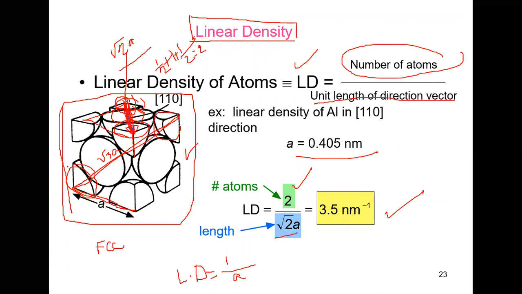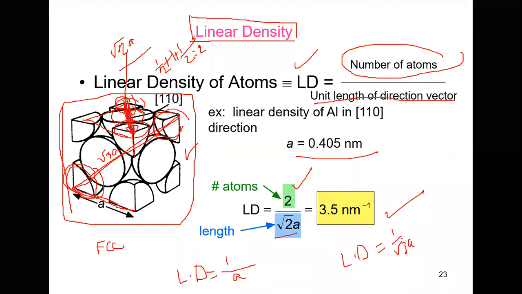So along the body diagonal, half atom here and half atom there. So 1. It will be basically along the body diagonal, linear density will be 1 by root over 3A.